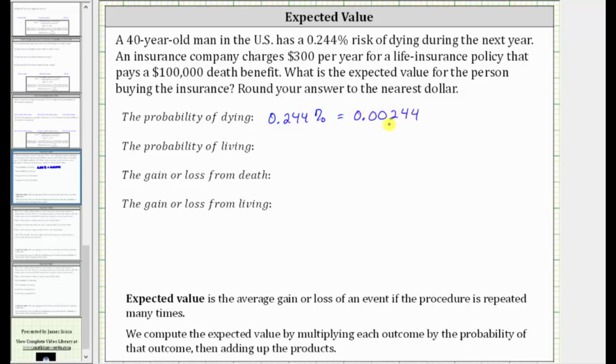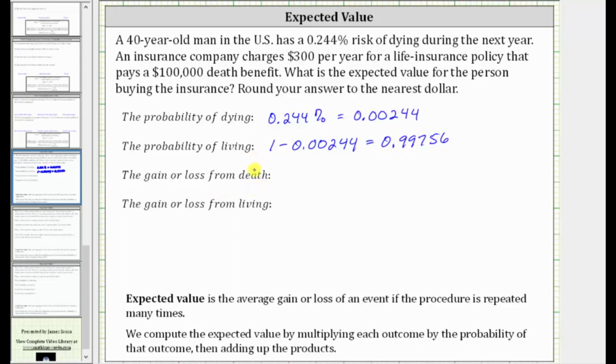So 0.244% as a decimal is 0.00244. Next, we need the probability of living, which is going to be 1 minus the probability of dying, which is 1 minus 0.00244, which is equal to 0.99756. Next, we need the gain or loss from death.